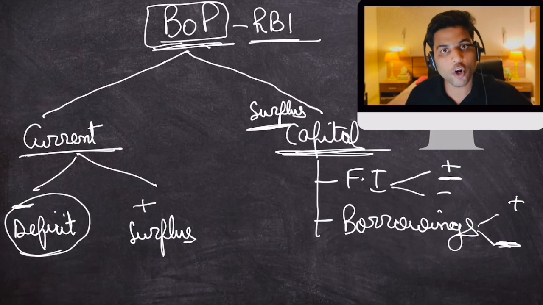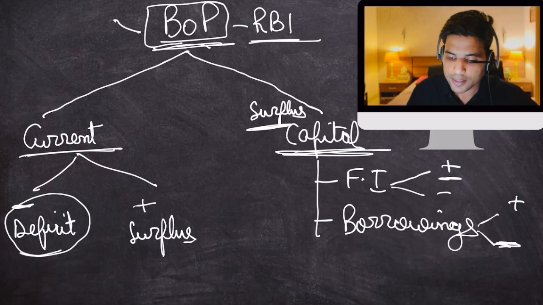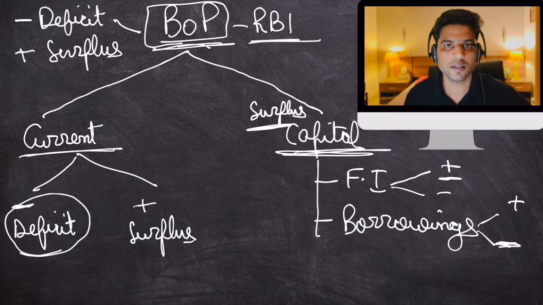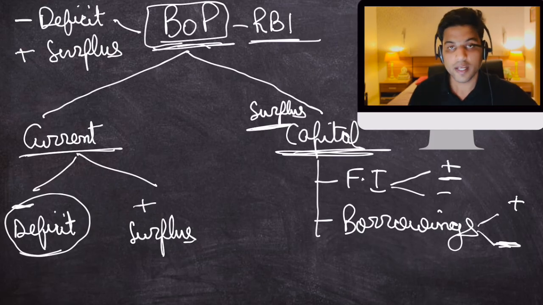If within overall balance of payment there is a minus sign, then overall balance of payment is in deficit. If there is a plus sign, overall balance of payment is in surplus. Simple. Now, here is one more thing.